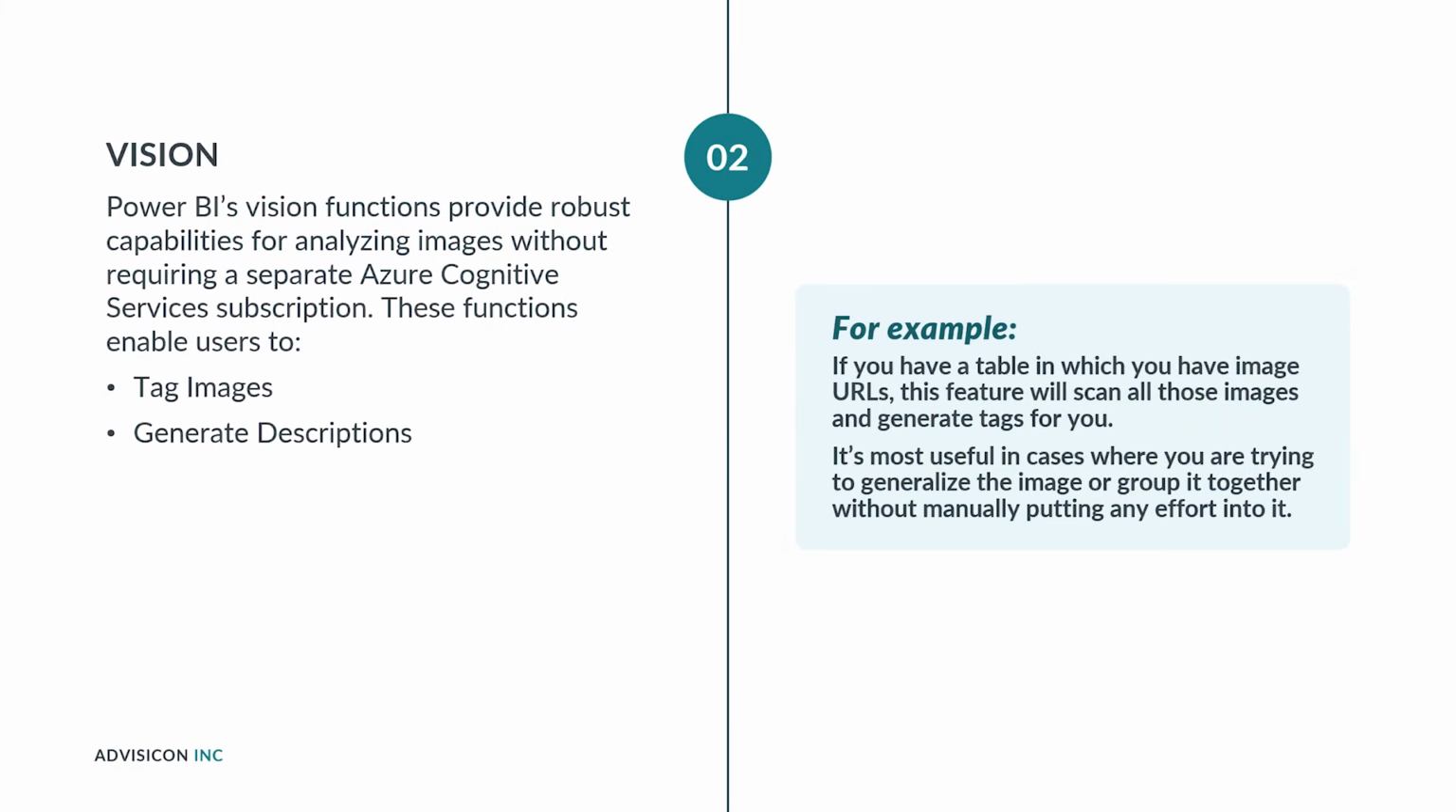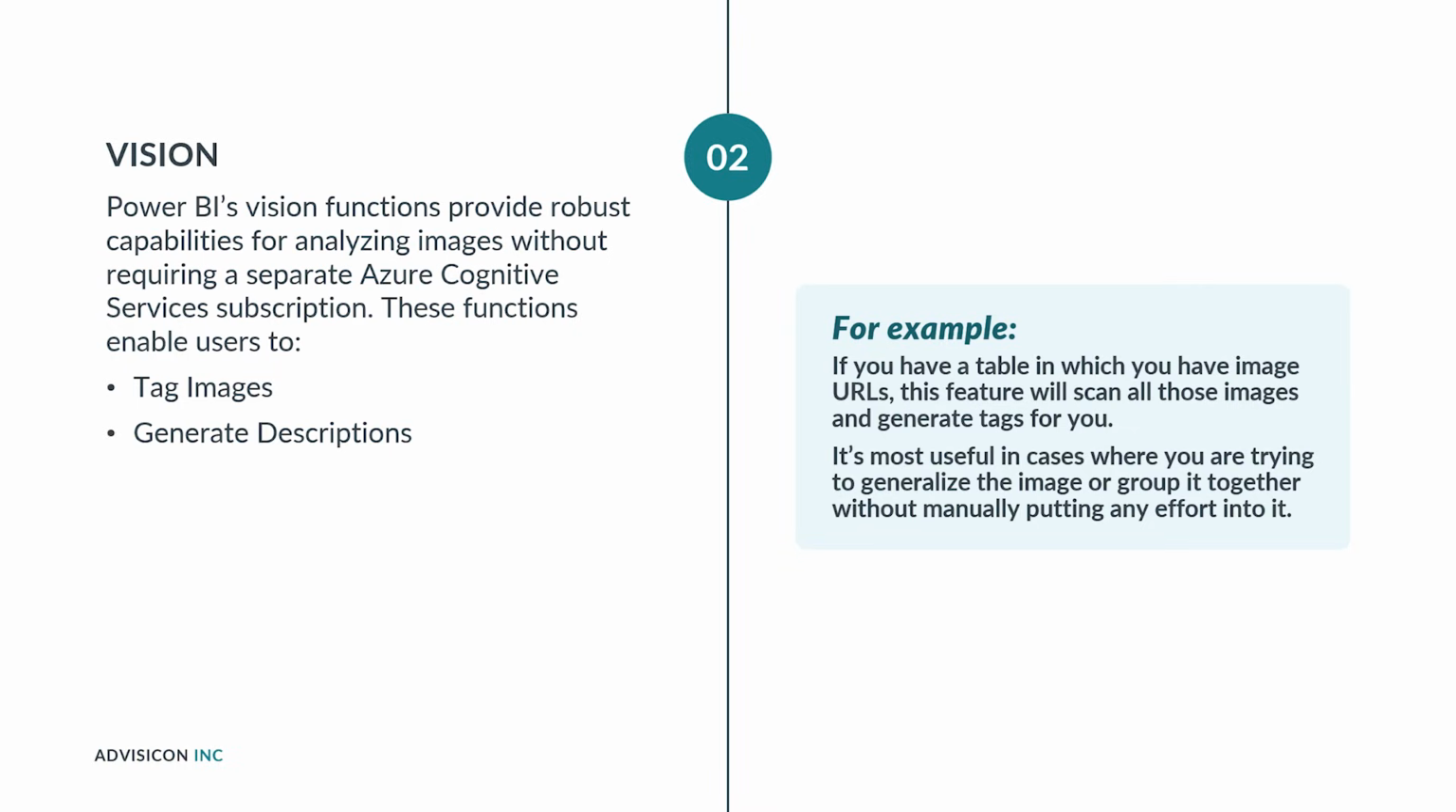Power BI's vision functions provide robust capabilities for analyzing images without requiring a separate Azure Cognitive Services subscription. These functions enable users to tag images, so automatically assign tags to images based on recognized objects, scenes, and actions. This feature helps in categorizing and describing image content effectively.